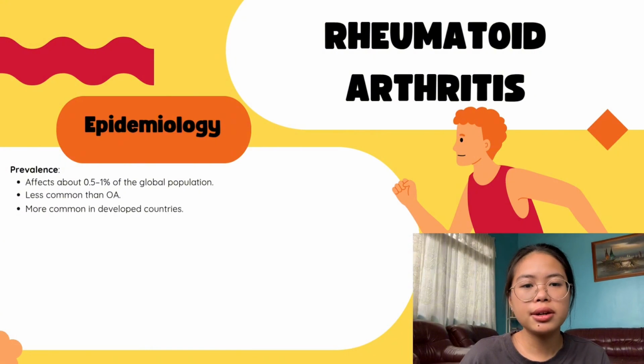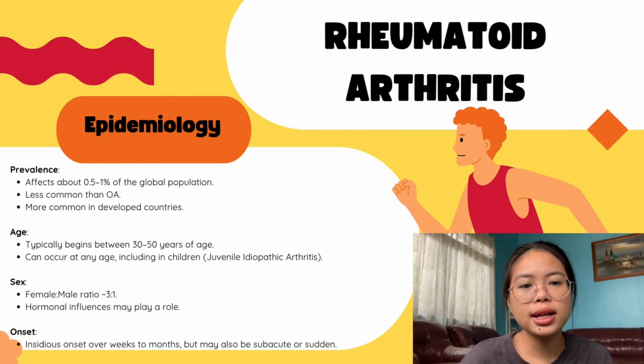Epidemiology of rheumatoid arthritis. Rheumatoid arthritis affects 0.5 to 1% of the global population, making it less common than osteoarthritis but often seen in developed countries. It usually starts between the ages of 30 to 50, but it can affect any age, like children. That is called juvenile idiopathic arthritis.